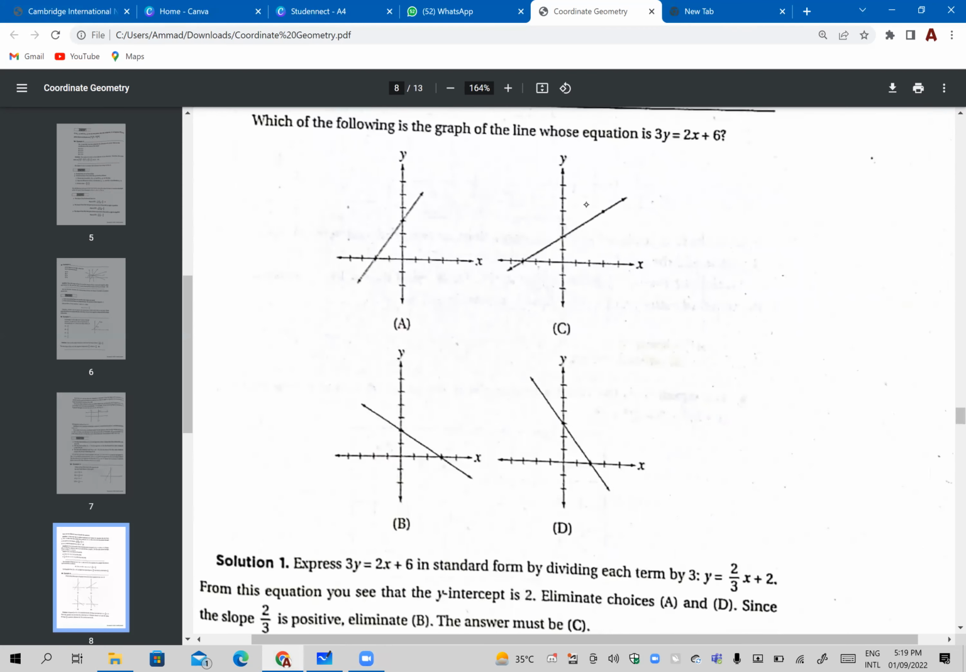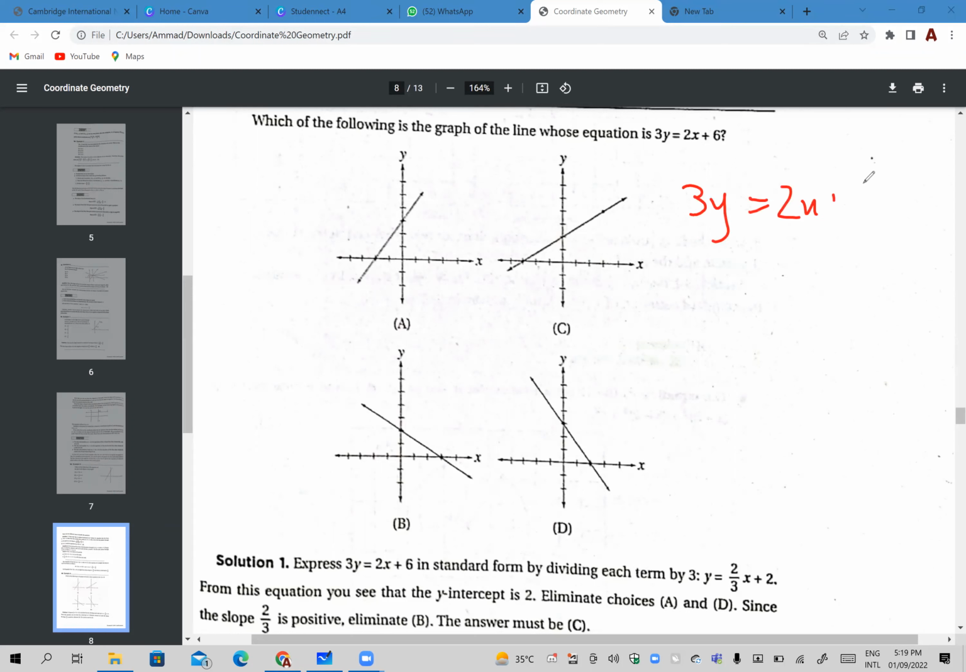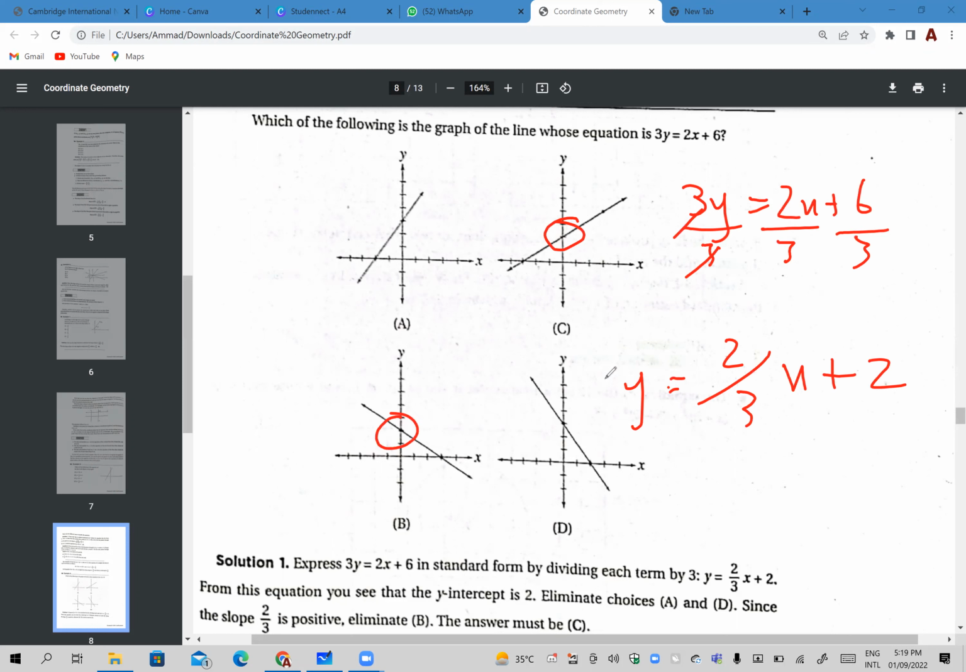Which of the following is the graph of the line whose equation is 3y is equal to 2x plus 6? All right. Remember, y should be alone. So our first step will be to divide by 3 on both sides. So 2 by 3 x plus 2. Y-intercept is 2? It is 2. This one is also 2. The answer would be either C or B. D is out of question and A is also out of question.